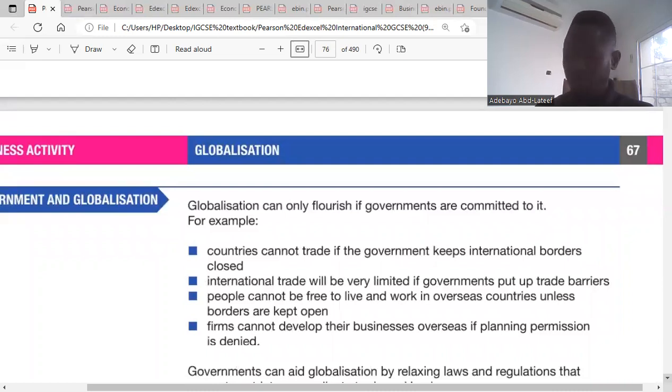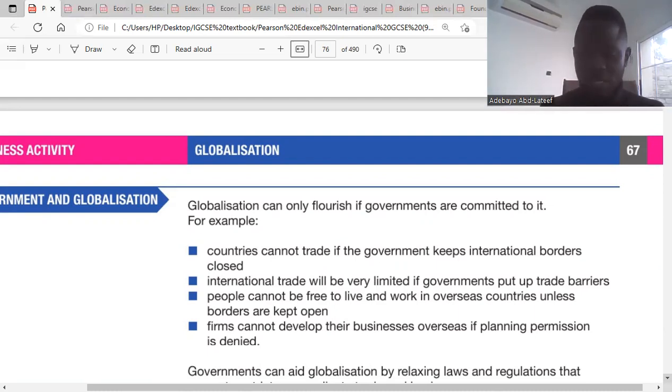Without government influence and commitment, globalization cannot be achieved. Globalization will not even occur. Why? These are the evidences. Number one, countries cannot trade without the government opening international borders. If international borders are closed, those in that country might not be able to come to this country, and those in this country might not be able to go to that country. So without government opening international borders, there won't be globalization.